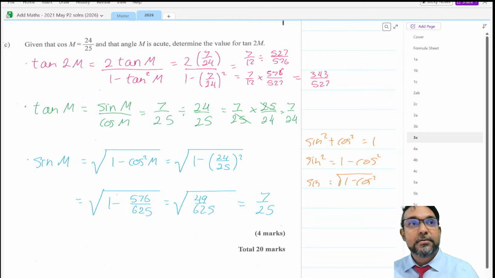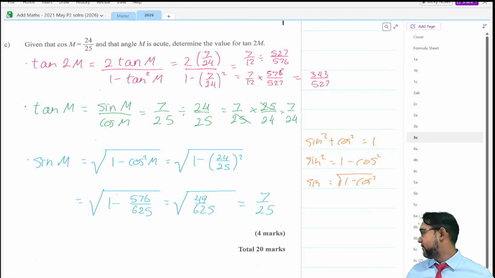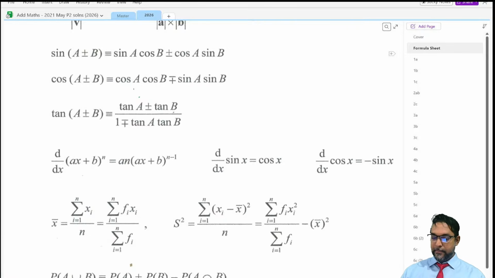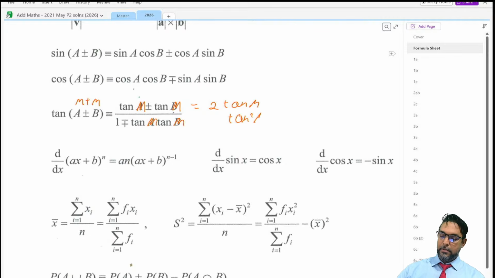That makes so much more sense. But the thing is, now that I know that, how does the tan equation get me there? The tan 2m? Right, so the tan 2m comes from tan of a plus b. And if it's tan 2m, 2m is m plus m. So this would be an m here and an m here. And tan m plus tan m is 2 tan m, and tan m by tan m is tan squared m.